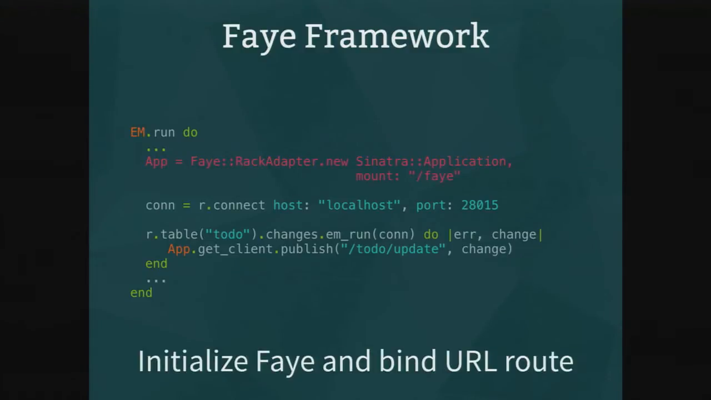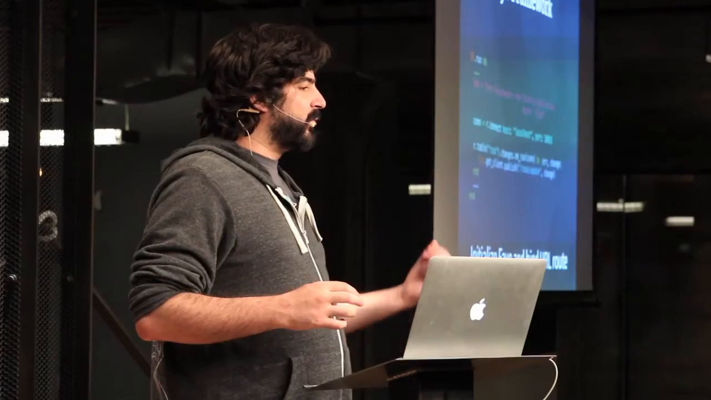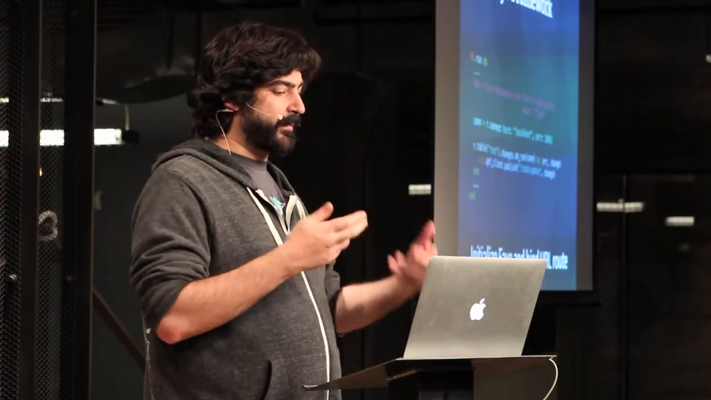Okay, so you can see we have that EM run block on the outside, of course, but the first line here, we're basically just initializing Faye and configuring it to use Rack and Sinatra, and we're setting a URL endpoint that it mounts to. So that URL endpoint, /faye, you can give it whatever string you want, but basically it's the URL path that the client will use in order to access the messaging, the publish-subscribe bus. And the rest of that is basically just boilerplate so that it works with Rack and Sinatra. I'll show you when I get to the complete example.